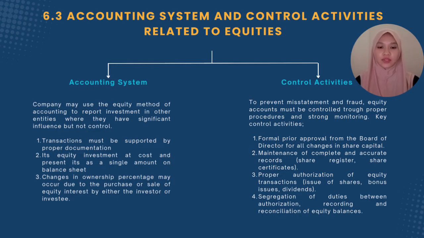First, for the accounting system, a company may use the equity method when it has significant influence over another entity but not full control. This means the investment is recorded initially at cost and then adjusted over time based on the performance of the investee company.